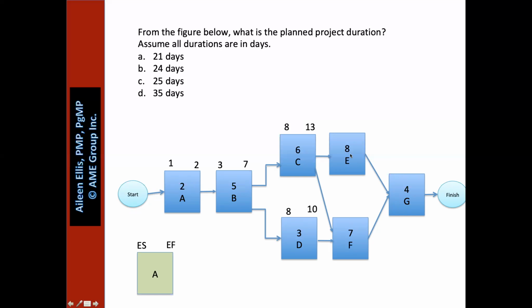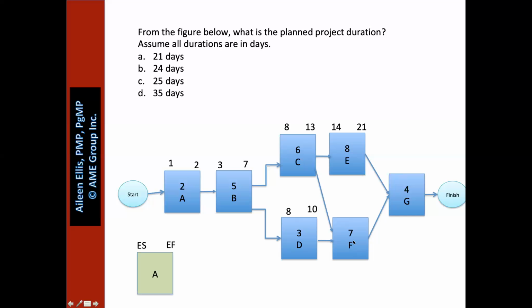Let's go up to E. E can start when C finishes. You tell me, if C finishes on day 13, when can activity E start? Great, day 14. If it runs 8 days, 14 plus 8 is 22. Subtract a 1 and we get to 21.